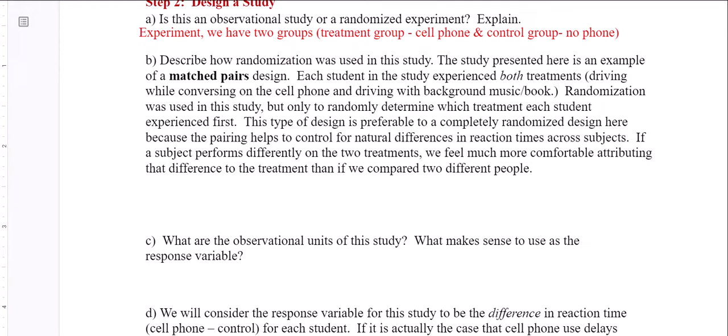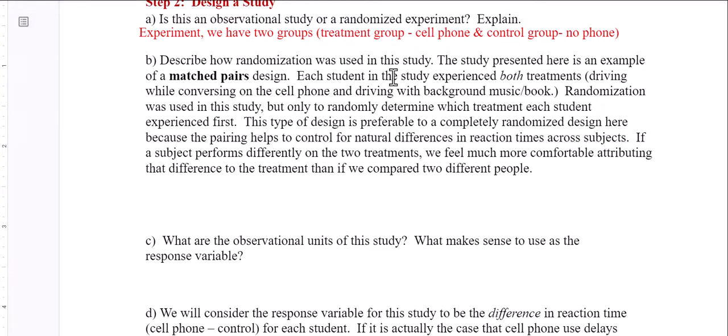So the matched pairs design is preferable to a completely randomized design because the pairing helps control for natural differences in reaction times across the subjects, right? If a subject performs differently on the two treatments, we feel much more comfortable attributing that difference to the treatment than if we compare two different people, right? If I took you and your friend and said, okay, let's see the reaction times, it could be that you just react differently, right? You're two different people, versus if I just take you and do both, I can really tell that it's the conversing on the cell phone that's affecting the reaction time.